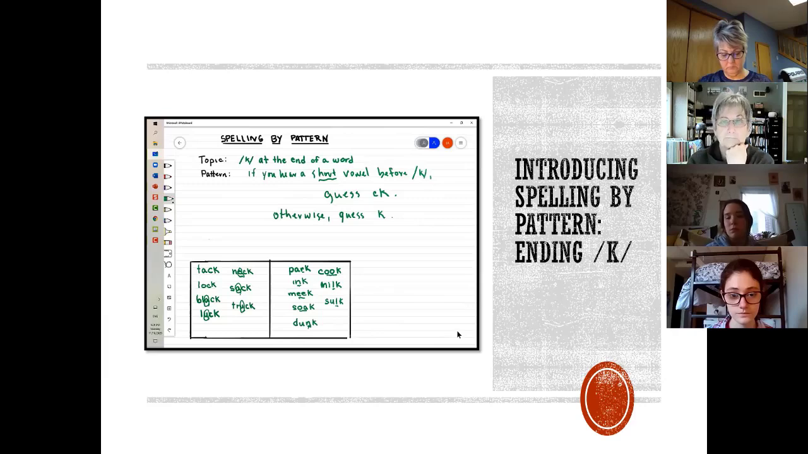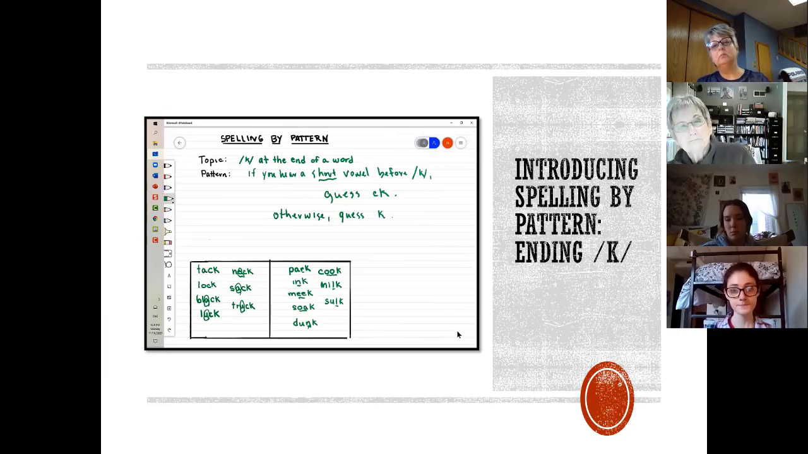So, to summarize, for the K at the end of a one-syllable word: if you hear a short vowel before the K in a word that you don't know how to spell, guess CK. If you hear K after any other vowel sound or consonant, guess K.